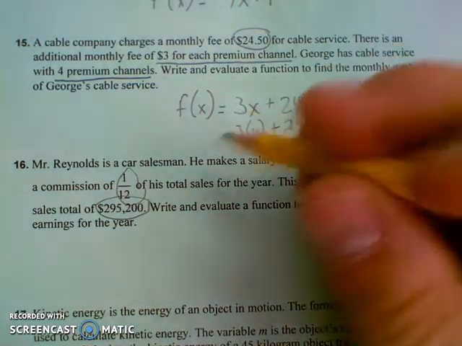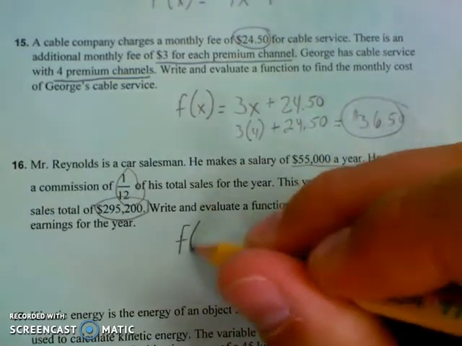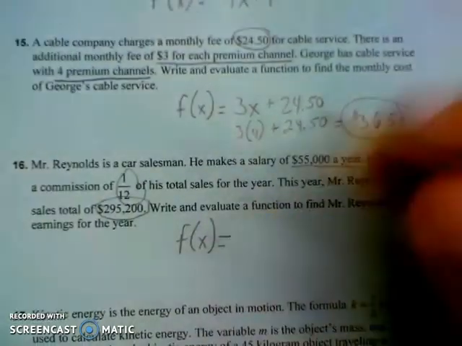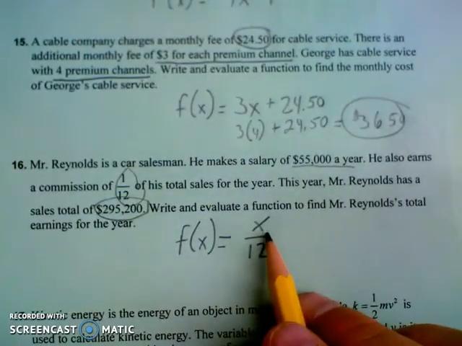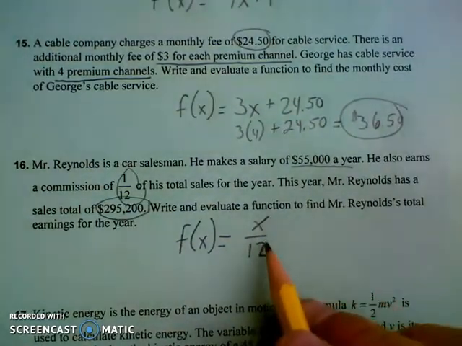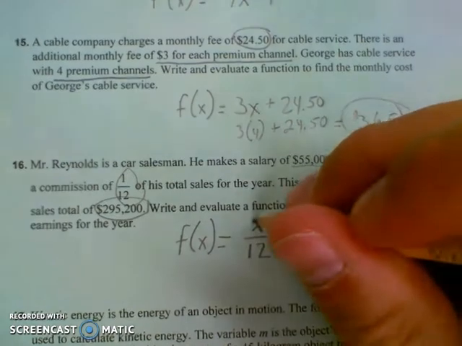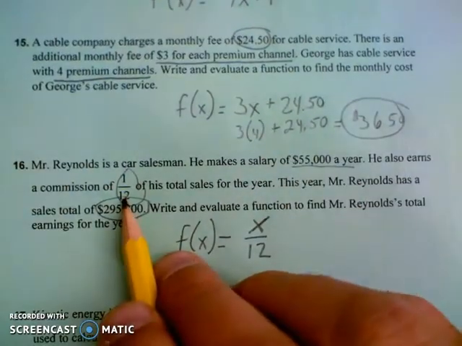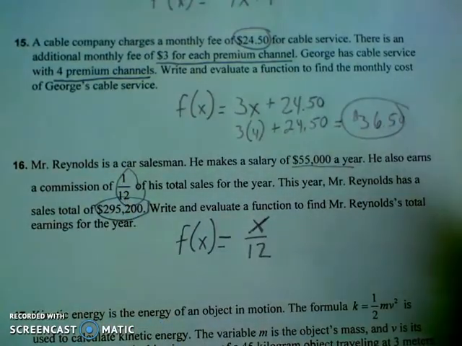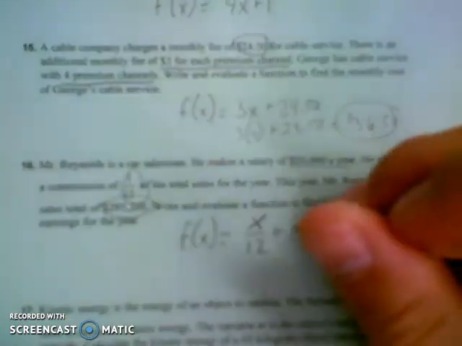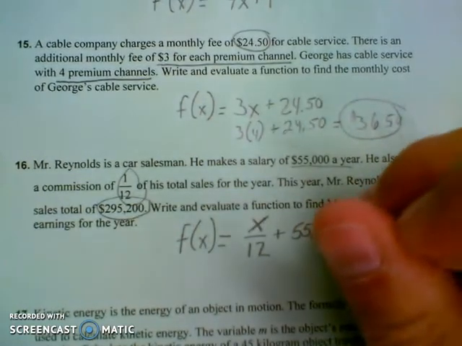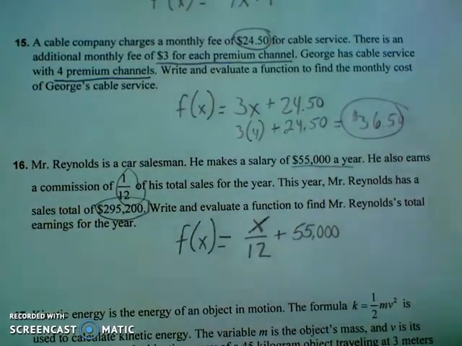Let's first make the function. The function of x equals x over 12. So whatever sales he has, you divide it by 12 to find how much money he makes on those sales. And that tells you that right here. And then we're going to add plus his base salary of $55,000.